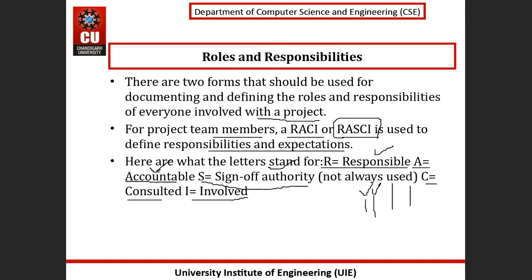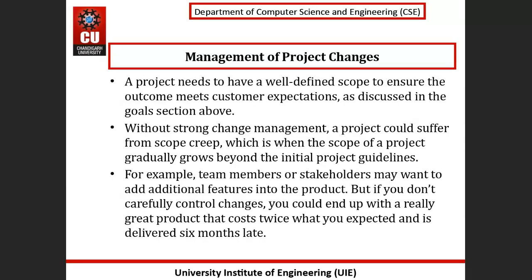All right, so there is no doubt. So let's proceed with the next principle, that is management of project changes. A project needs to have a well-defined scope to ensure the outcome meets customer expectations, as discussed in the goal section. Fine. So the outcome of the software product should meet the expectations of the customer.